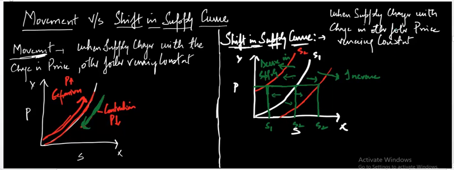So when supply changes with the change in other factors, price remaining constant, we say it's known as a shift in the supply curve. Now this shift may be either an increase or a decrease, whereas the movement will be either an expansion or a contraction.